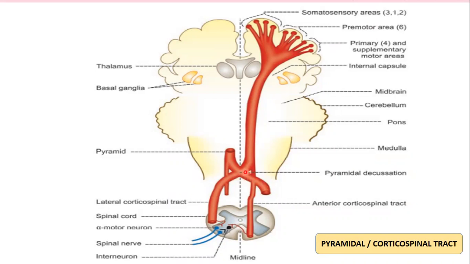So here there is the pyramidal decussation. Now what happened? The 80% fibers cross here. You see this midline. So this 80% of fibers cross the midline in the pyramid and form the lateral corticospinal tract.